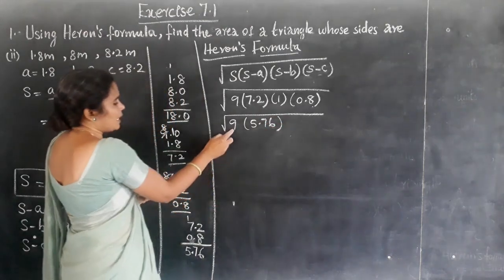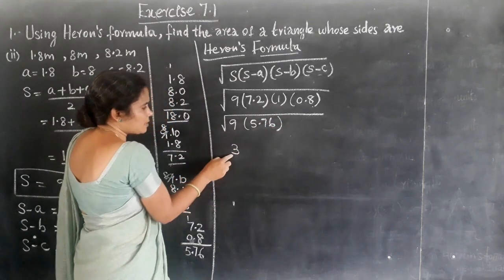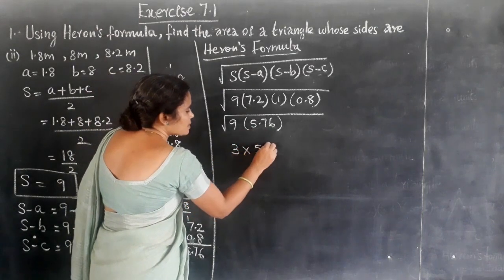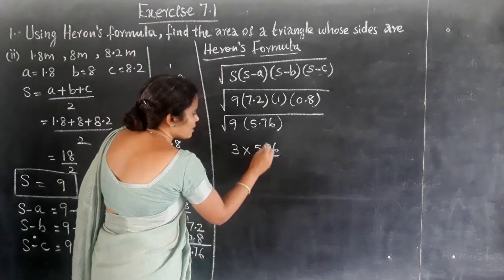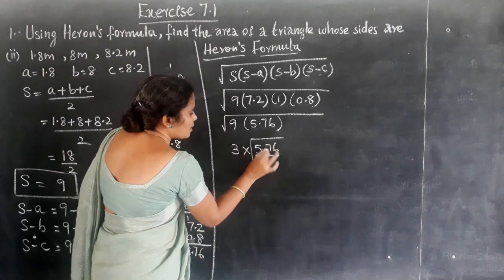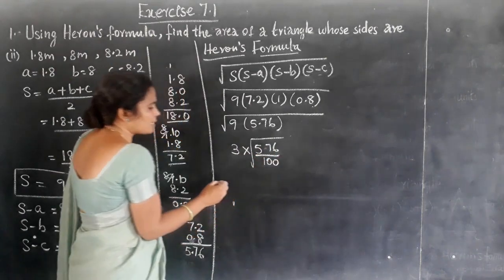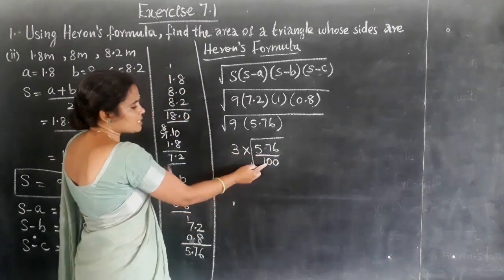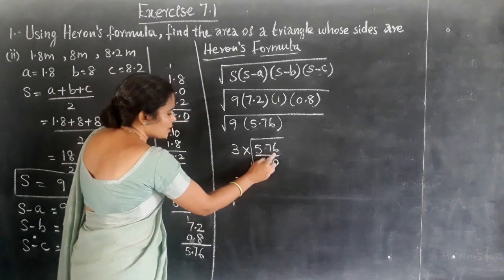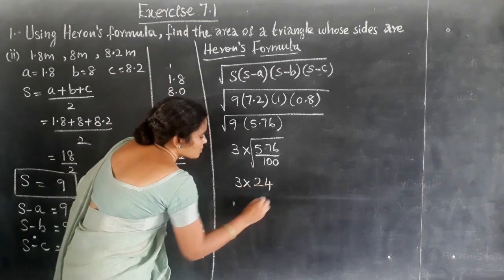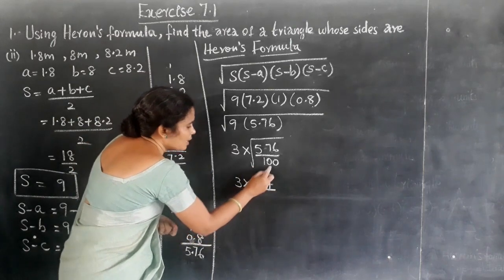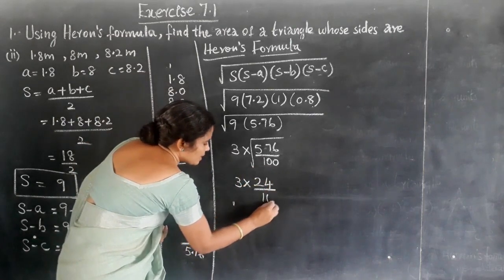Okay, now the square root of 9 is 3, and 5.76 has two decimal places. To remove the decimal places, divide by 100. So the square root of 576 is 24, and the square root of 100 is 10.